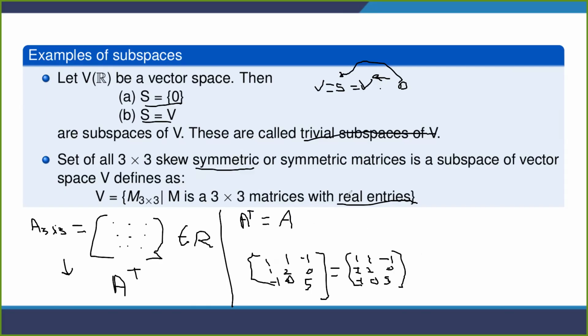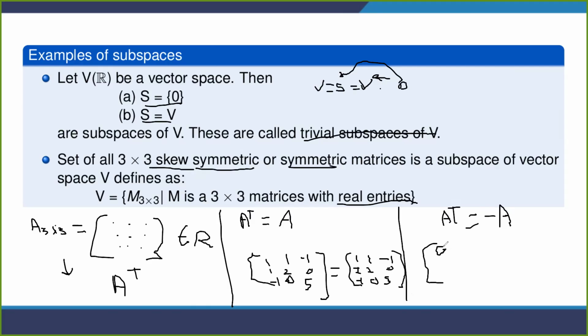This is symmetric. What is skew symmetric? Skew means what? Almost symmetric, but it's not symmetric. Okay. So in this, A transpose equals the negative of A. So this is something you can do by yourself. I'm just giving it to you.